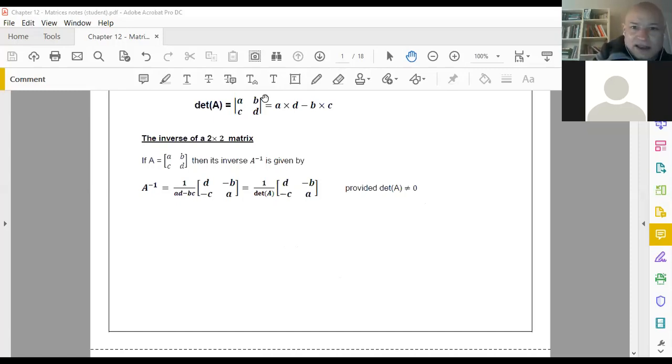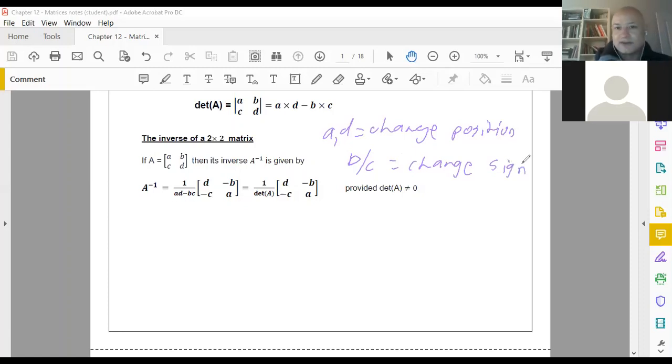Yep. So A and D change position, B and C change sign. So positive goes to negative, negative goes to positive. Very, very important. Okay, let's do one.